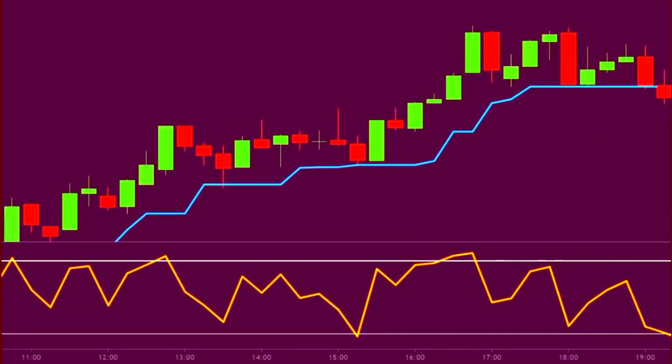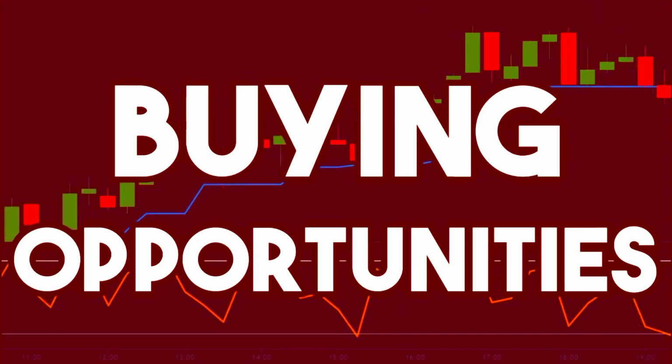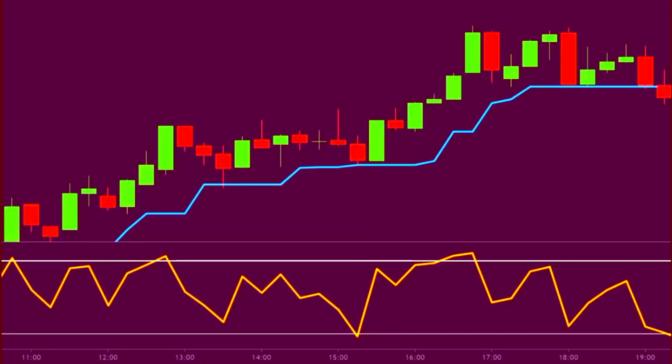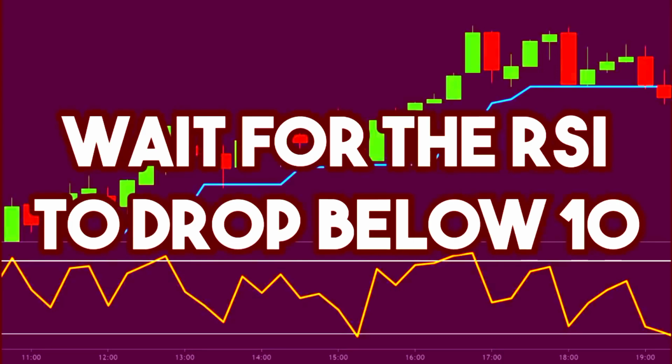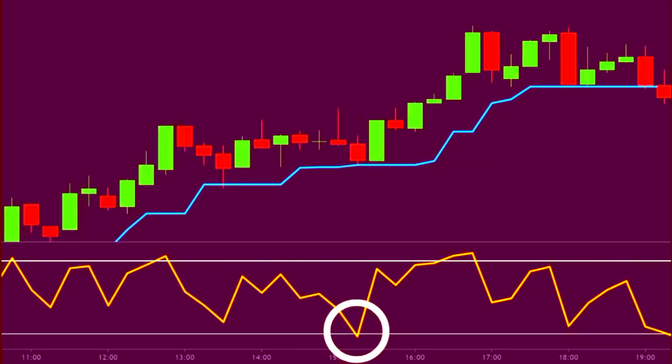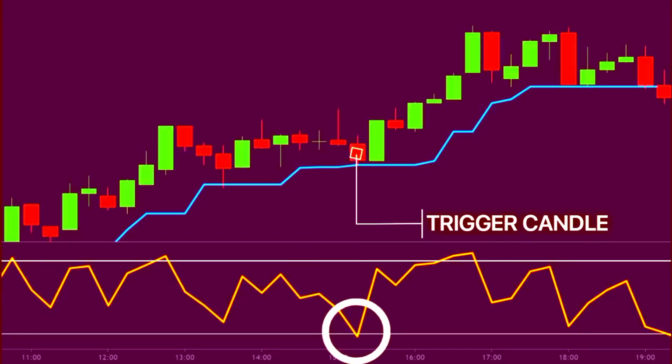Here is a buying setup. Here we see that the half-trend indicator is blue. Hence we will look at buying opportunities only. Therefore we wait for the RSI to drop below 10. Here the RSI drops below 10, so this candle becomes our trigger candle. To enter the buy trade, we will place a buy order above the high of the trigger candle.